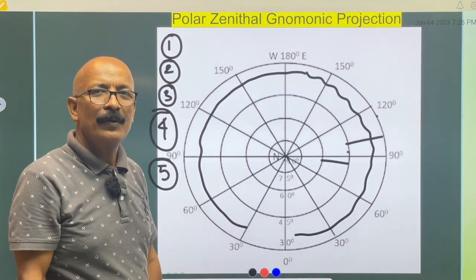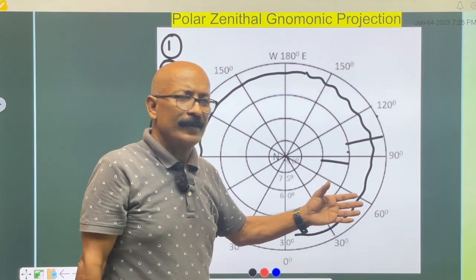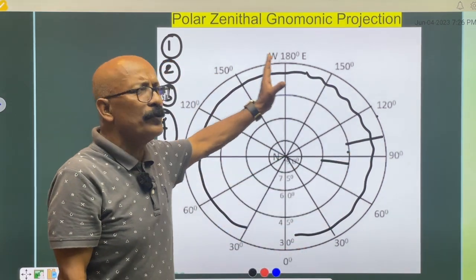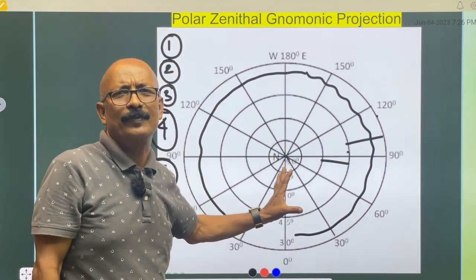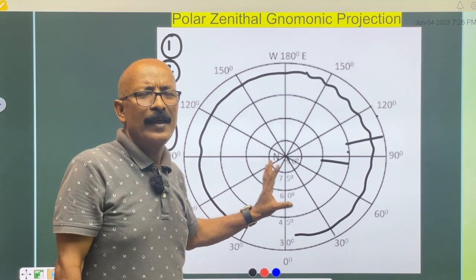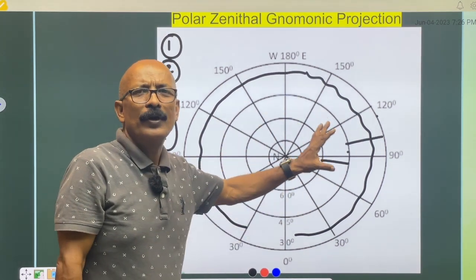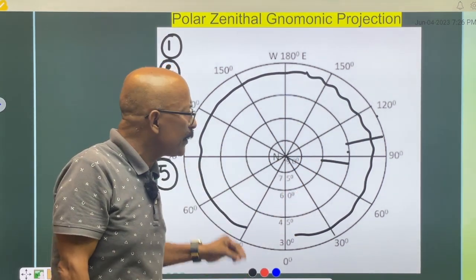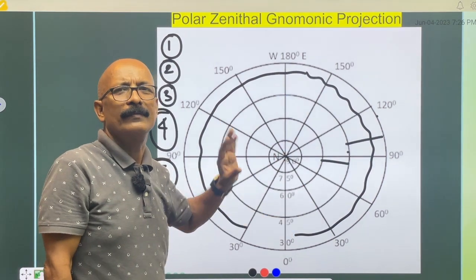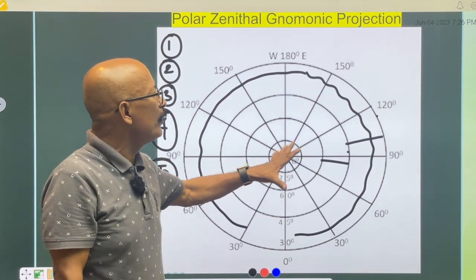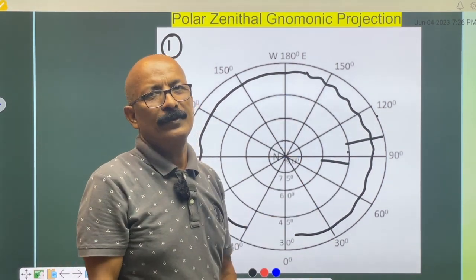Now, what is the limitation? This projection is limited to drawing only the northern or southern hemisphere. We cannot draw the equatorial region here. We cannot show the tropical region. We cannot show the subtropical or subpolar regions. This is the limitation of the projection.